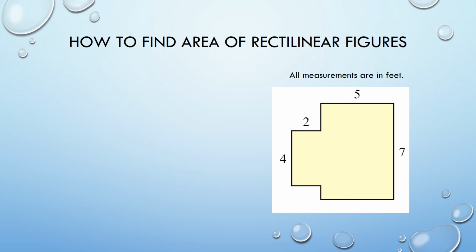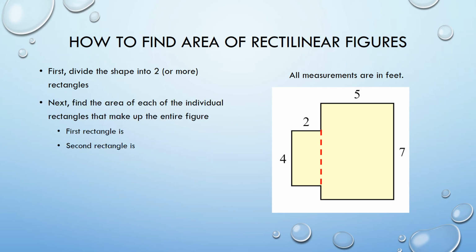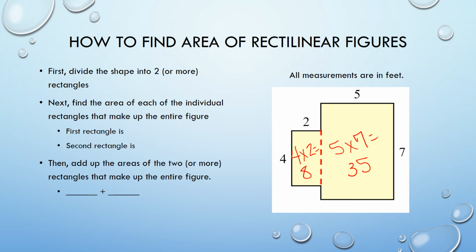Another example of rectilinear figures. First, divide the shape into two or more rectangles. Next, we're going to find the area of each rectangle. So the first one is 4 by 2, which equals 8. And our second one is 5 by 7, which equals 35. So we have to add those two numbers together to give us the total area of our figure. 8 plus 35 is 43. And in this one, all measurements are in feet, so we have feet squared.